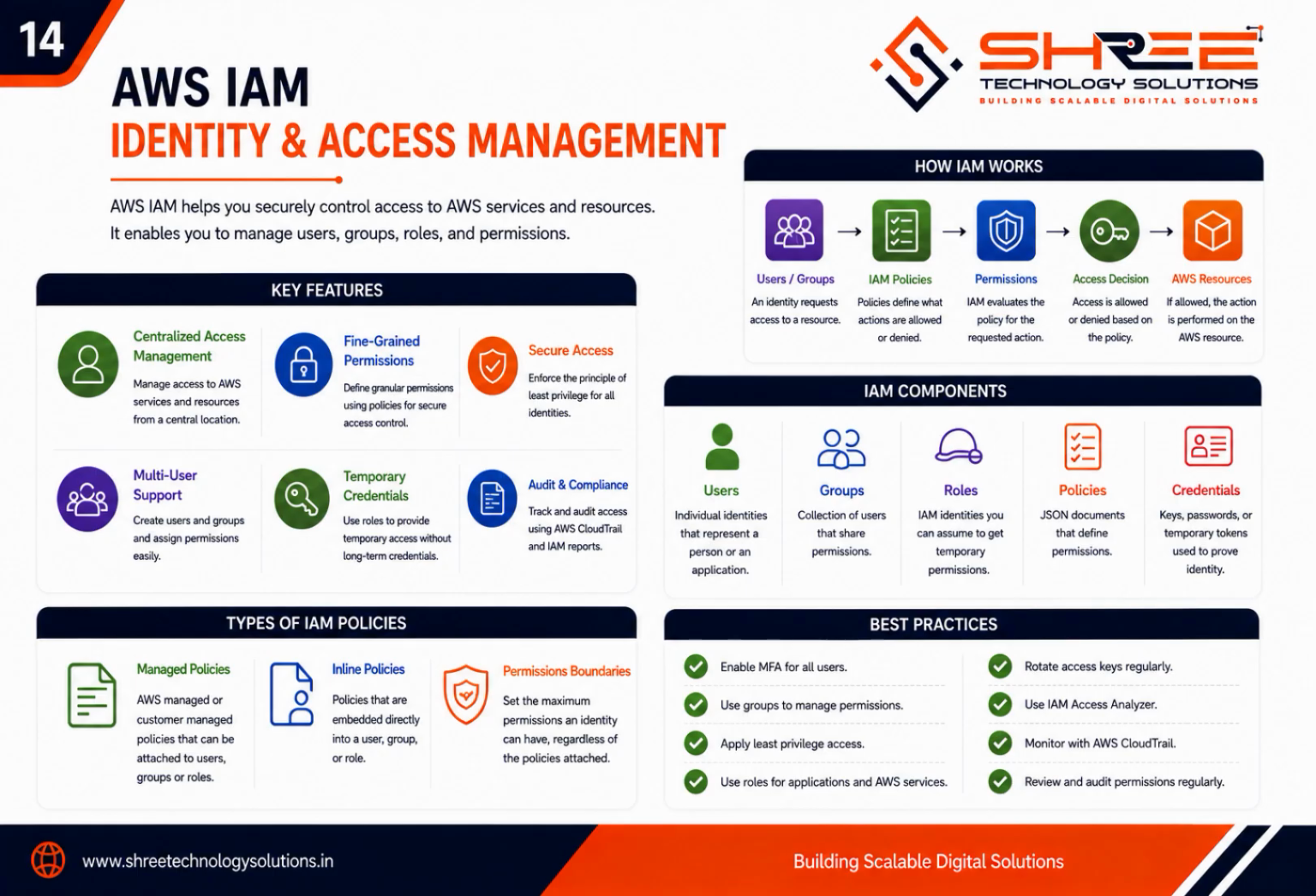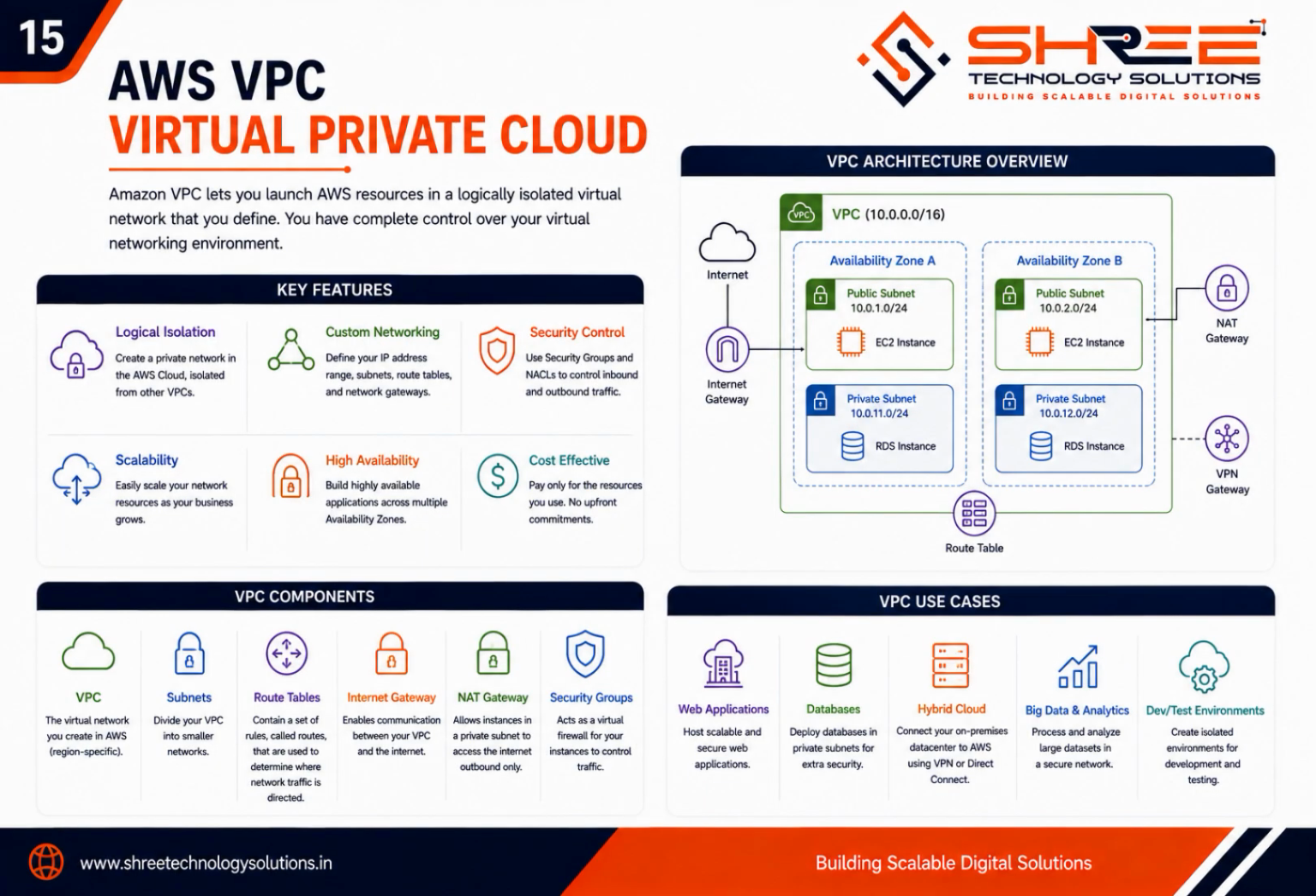To maintain security, always follow IAM best practices. Enable multi-factor authentication, apply the principle of least privilege, use groups and roles instead of root credentials, rotate access keys regularly, and audit permissions using AWS CloudTrail. Next, let's understand AWS VPC, or Virtual Private Cloud. VPC lets you launch AWS resources in a logically isolated virtual network that you define, giving you full control over your networking environment.